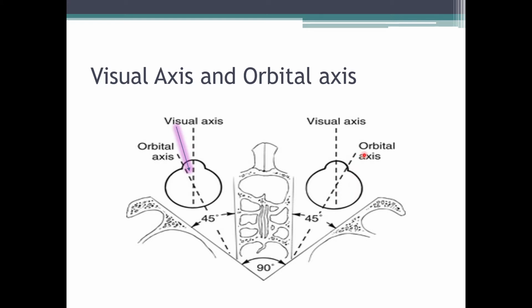The orbital axis is passing via the center of the base of the orbit. This is the pyramidal structure, right?